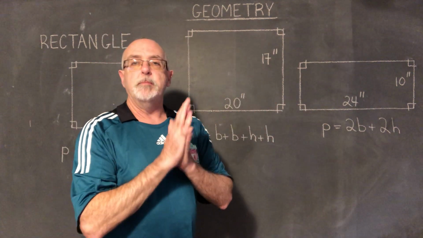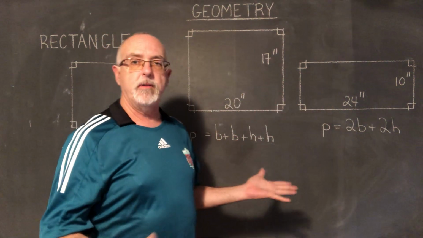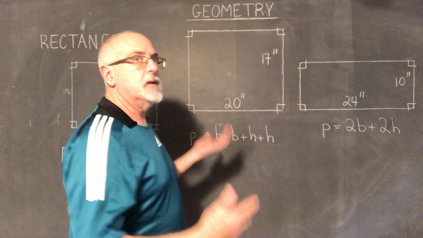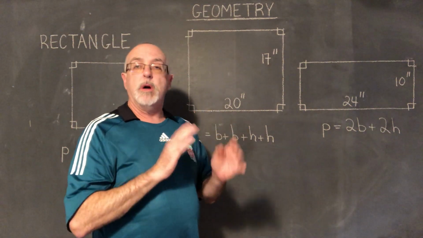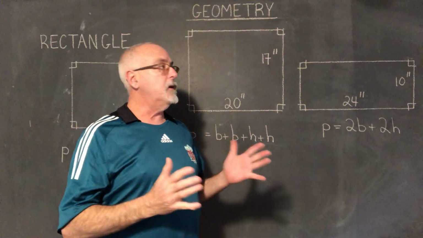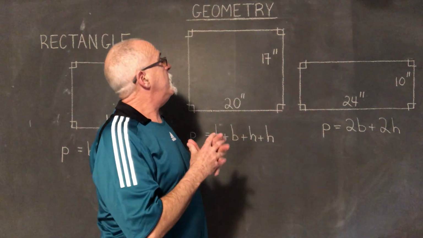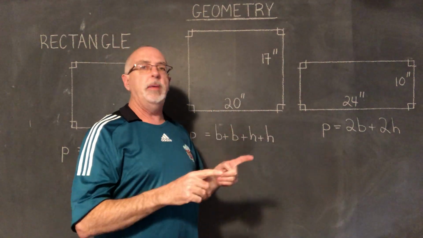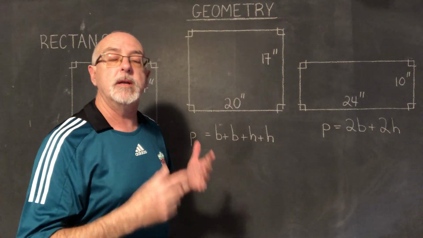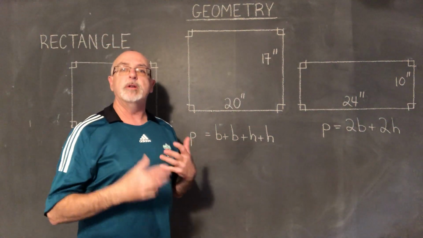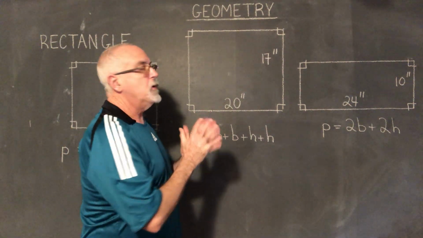And let's get into the math. Okay, so I have drawn three rectangles here. What is a rectangle? A rectangle is a quadrilateral, which means it is a four-sided shape. It has two pairs of parallel congruent sides and four internal 90-degree angles. So what does that mean?